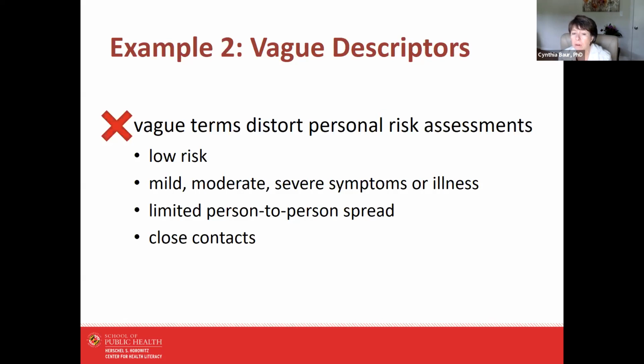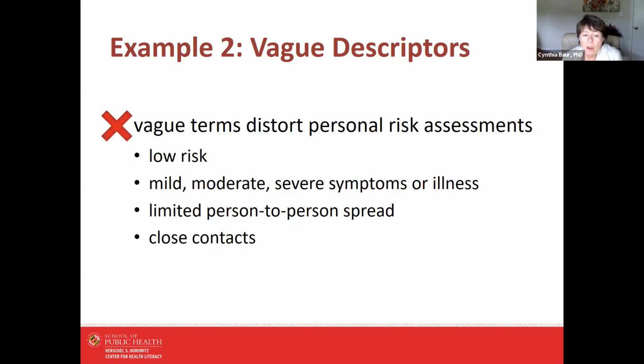The reason that's important is because if it's a matter of just being exposed to one other person, you're going to have a different sense of that risk than if limited person-to-person spread means that in a very large crowd, the chances of you actually running into somebody with symptoms or an illness would be quite low. Again, this is based on a vague sense of what the actual probabilities might be, without providing the actual numerical data to help people understand those probabilities.